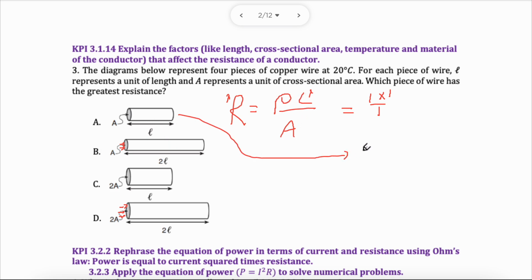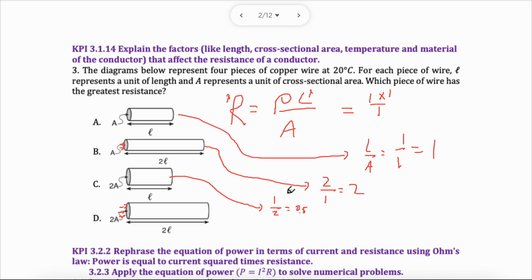Let's check A out. For A, I'm going to do L divided by A. So that's simply 1 divided by 1, which gives me 1. There's no change here. This one is 2L over A, so 2L divided by 1 gives me 2. This one over here, I have L, which is just 1, over 2A. 1 divided by 2 is a half, 0.5. And this one over here is D. This is 2L divided by 2A. 2 over 2, that is 1. So all I did was divide L by A for each of them.